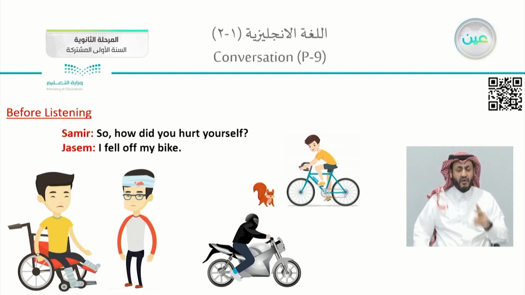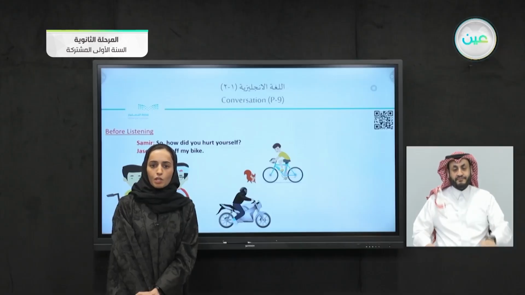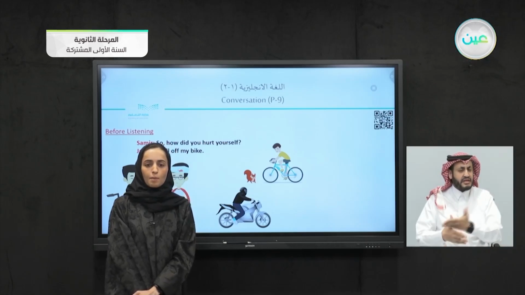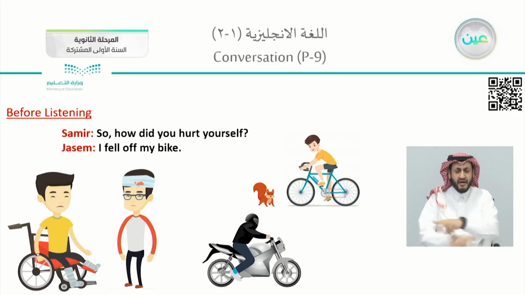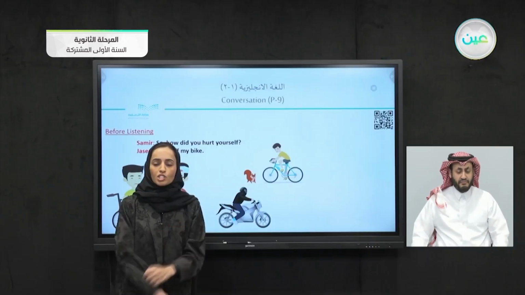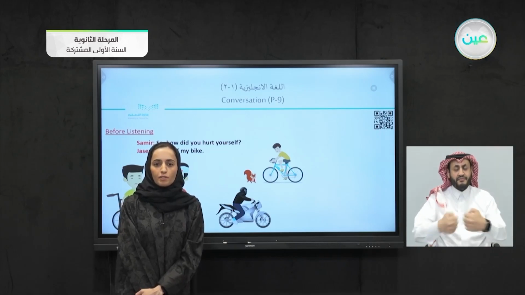One of them is in the wheelchair, the one on the left in here. The other one is having a bandage on his head. He might have hurt himself, hit his head on something. A motorcycle in here and a bicycle. Can you make any guesses? It could be a bicycle or a motorcycle accident. And we're having this little animal, which is the squirrel. Can you make any guesses? What is it about? It must be about an accident. They might have hit each other, crashed into each other while they were driving.